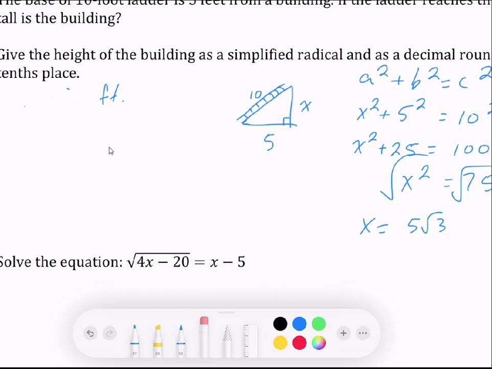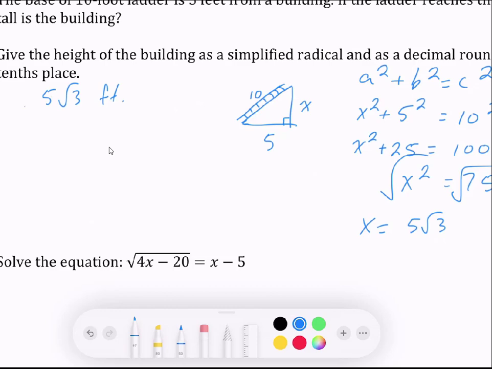Okay, so let's say that again. It's going to be a little bit more than 5 foot tall, actually. So this is the simplified radical. So let's go. Yeah, good. We want it as a decimal as well. So put 5 times the square root of 3, which is like 1.7 something. So it'll be more than that.